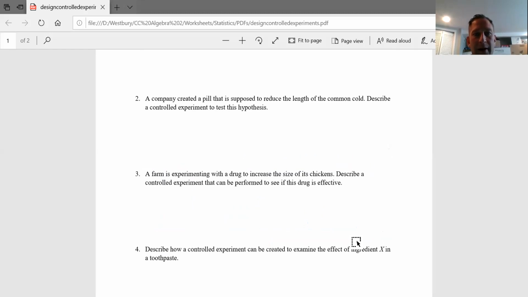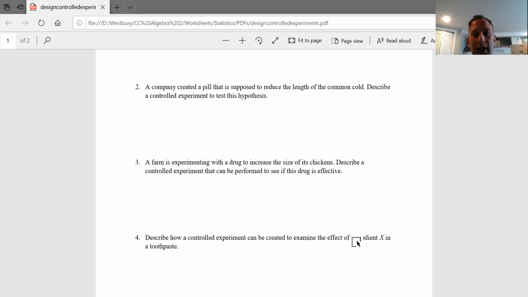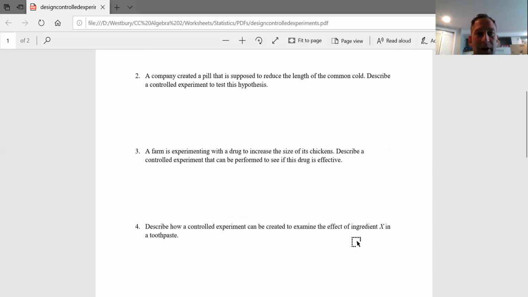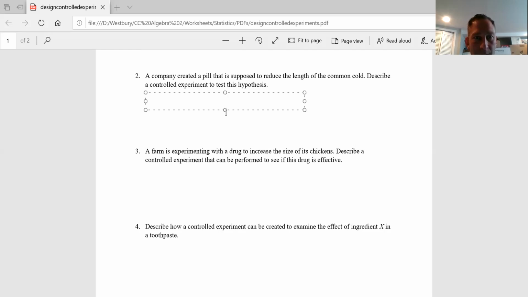A company created a pill that is supposed to reduce the length of the common cold. Describe a controlled experiment to test this hypothesis. All right. Let's see if I can make this smaller off the bat. I don't like this. Okay. What are my first two words? Always.